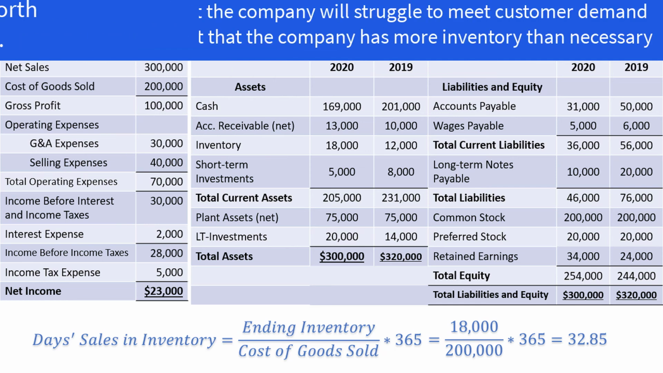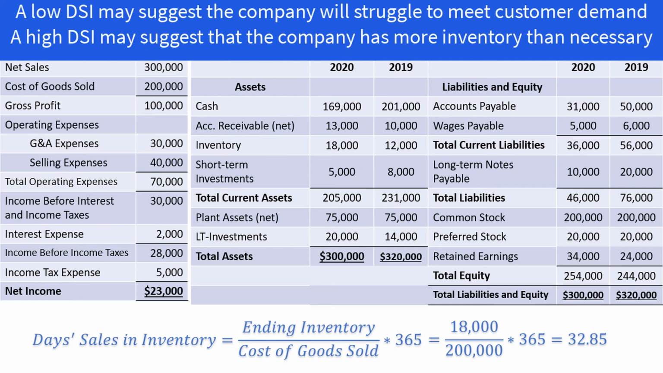If this ratio is too low, it might suggest the company is at risk of not meeting their customer demand, especially if there are delays in deliveries for inventory purchases. If this ratio is too high, it might suggest the company is carrying more inventory than necessary.